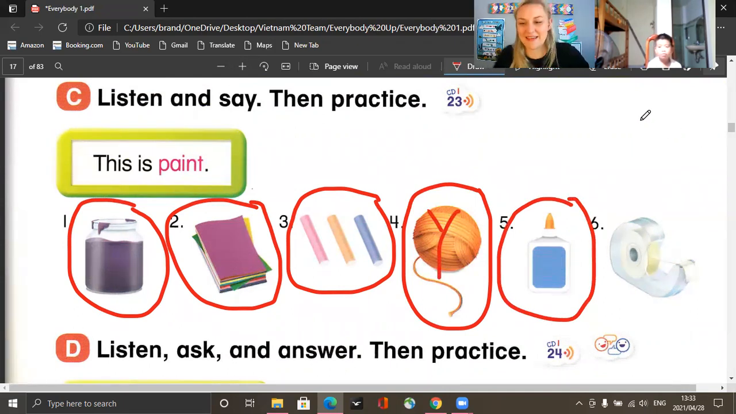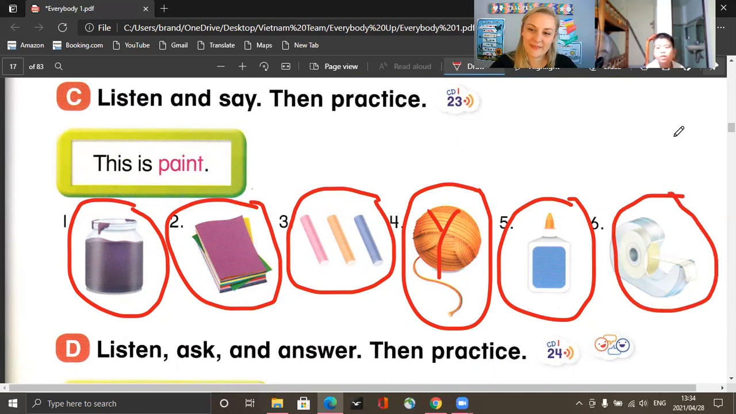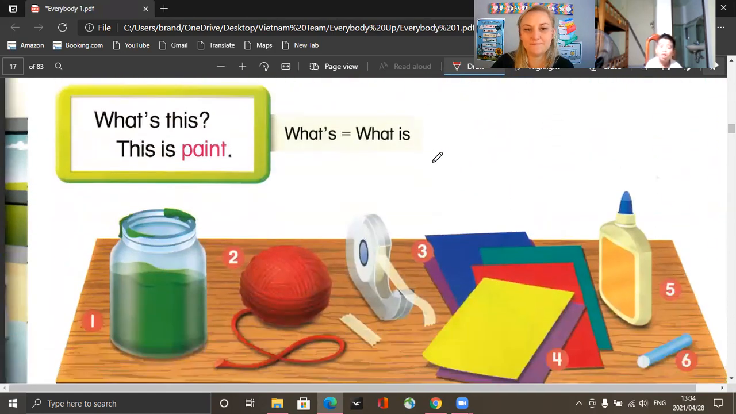No. This is? Ooh. No. Yes, good. This is? Tape. Very good. Okay, good job. Let's try this one again. This is chalk. Okay, very good. Let's try over here.